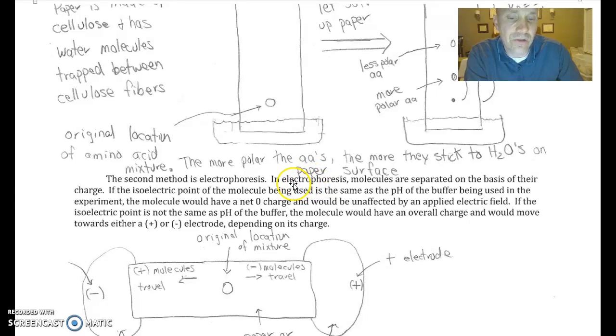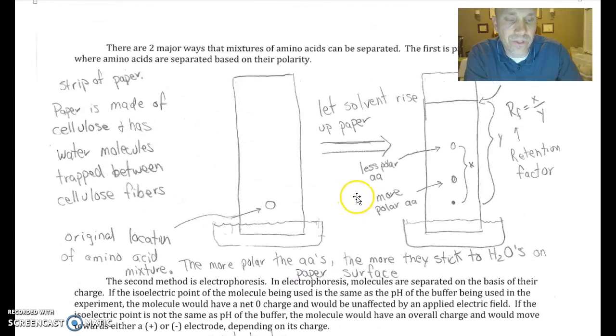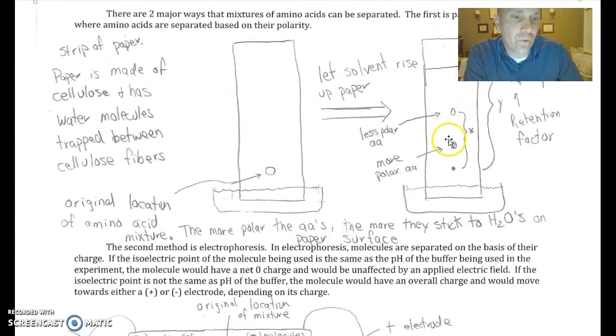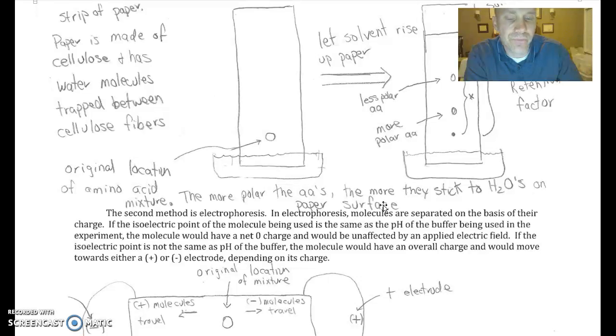This technique called electrophoresis is not just used for separating amino acids and proteins, but it's also used very commonly with DNA, which is a topic that we'll be getting to a little bit later. The big difference between paper chromatography and electrophoresis is the property that causes things to travel different distances, or to travel at all. In paper chromatography it is polarity. In electrophoresis, the thing that causes molecules to move is their charge.